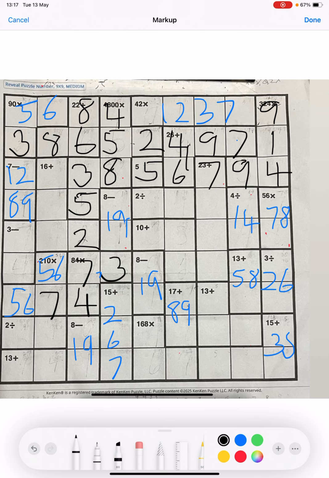So looking at the 168 again, I've got a 4 and 6 in this column. I should scribble in red. So if it's 7, 4, 6, the 4 and 6 would have to be those two. But it could still be 7 with 3 and 8.